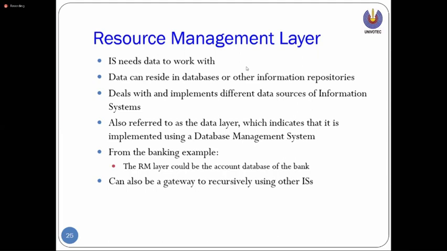But the database is connected with the other databases also, because who handles this data? The account database. Who modifies something? Then that detail needs to be obtained from the human resource database, the staff detail only. Therefore, they use separate databases. Here the RM, the resource management layer, would be the account database of the bank. It can also be a gateway to recursively using other information systems.